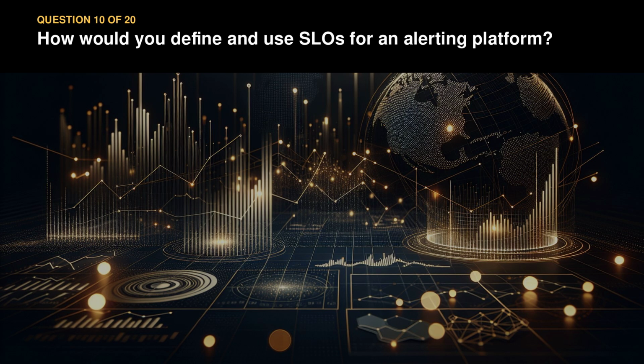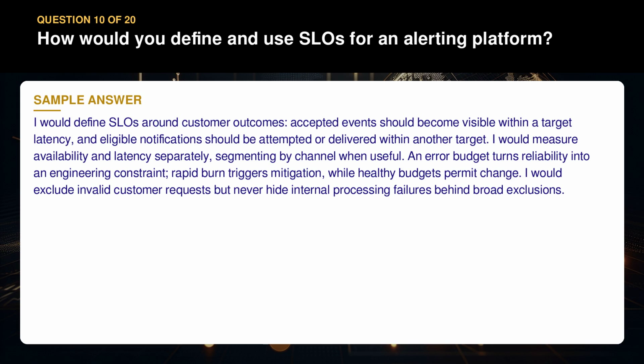Question 10. How would you define and use SLOs for an alerting platform? I would define SLOs around customer outcomes. Accepted events should become visible within a target latency, and eligible notifications should be attempted or delivered within another target. I would measure availability and latency separately, segmenting by channel when useful. An error budget turns reliability into an engineering constraint. Rapid burn triggers mitigation, while healthy budgets permit change.